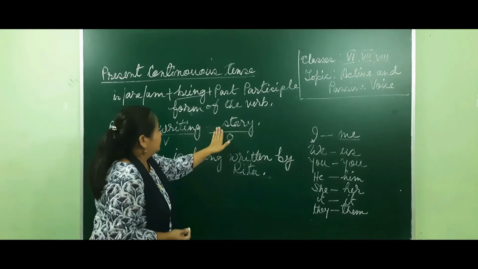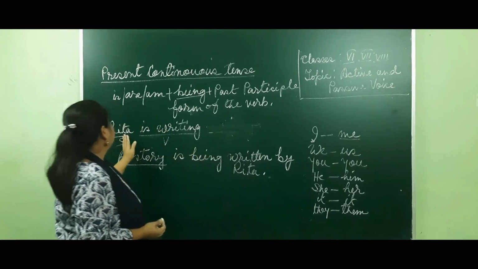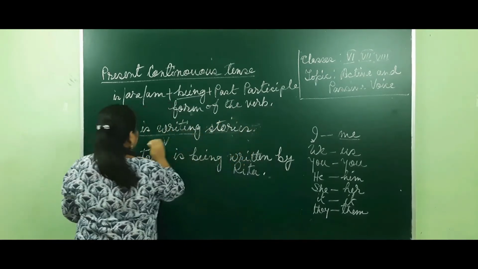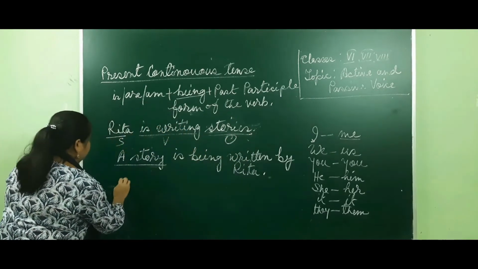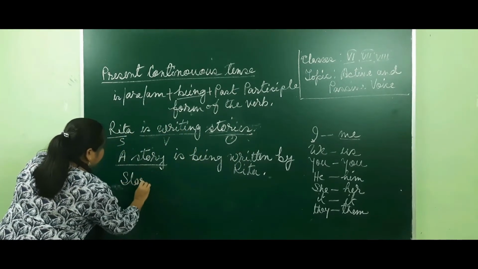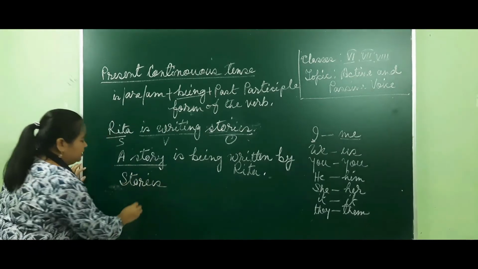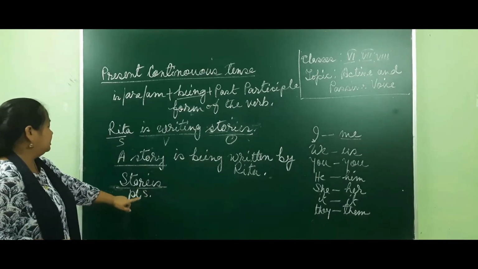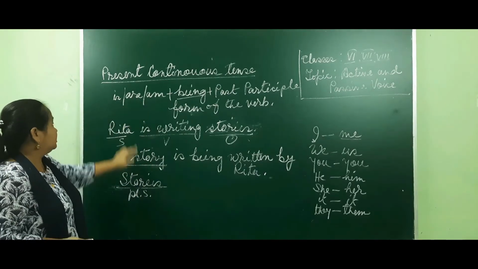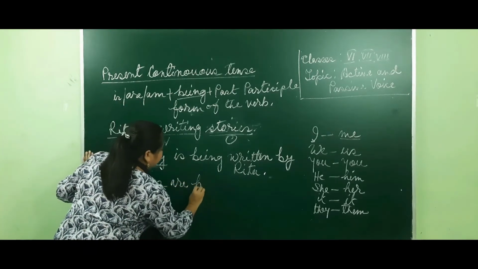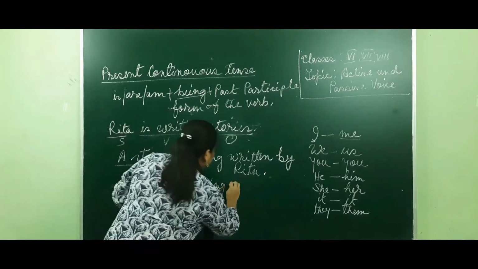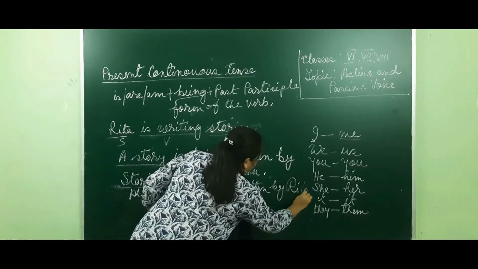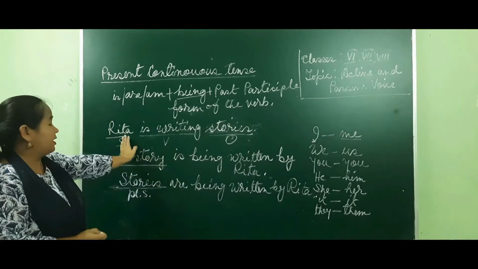Let me write here. Rita is writing stories. Stories is an object. So here the object becomes the subject. Stories is a plural subject. So plural subject, plural verb. Stories are being written by Rita. So this is how we change from active to passive voice.